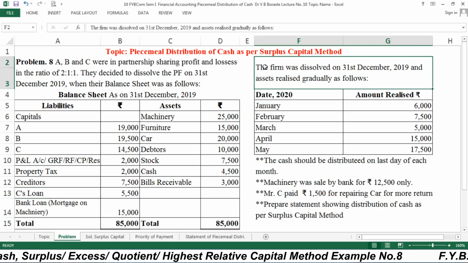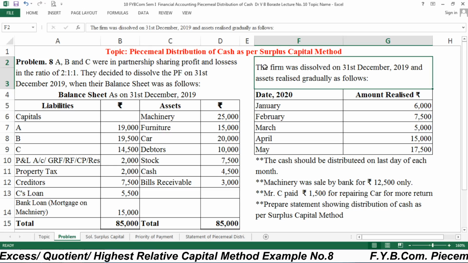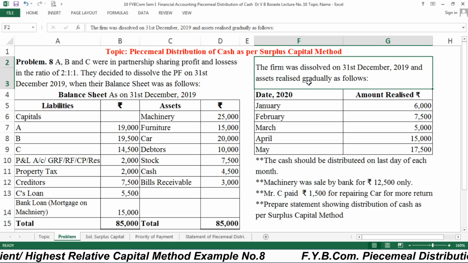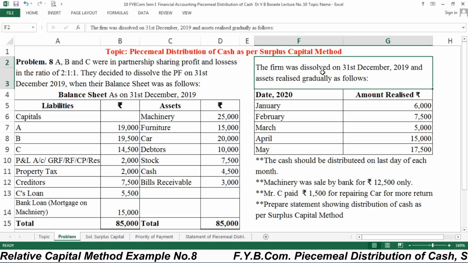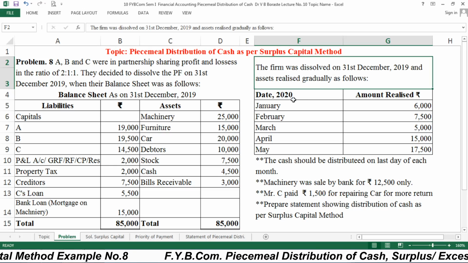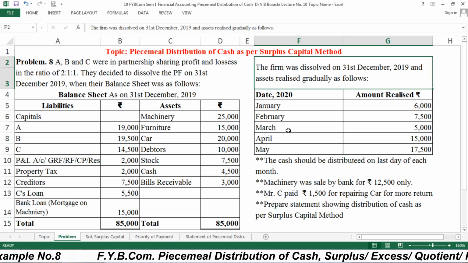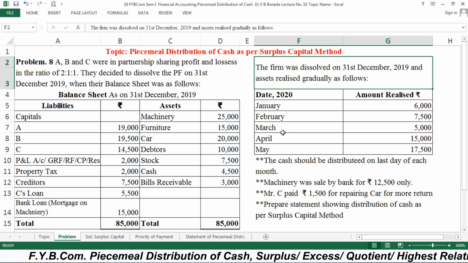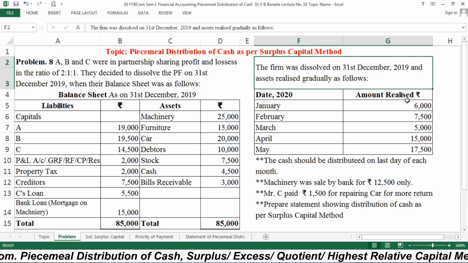So now there are some adjustments. The firm was dissolved on 31st December 2019 and the assets were realized as follows. So here is the balance sheet on 31st December 2019. On the same day, the partnership firm was dissolved. After the dissolution, the assets were realized gradually, means step by step, not in one stroke. In January, assets of rupees 6,000 were realized, in February 7,500, in March 5,000, in April 15,000, and in May 17,500.